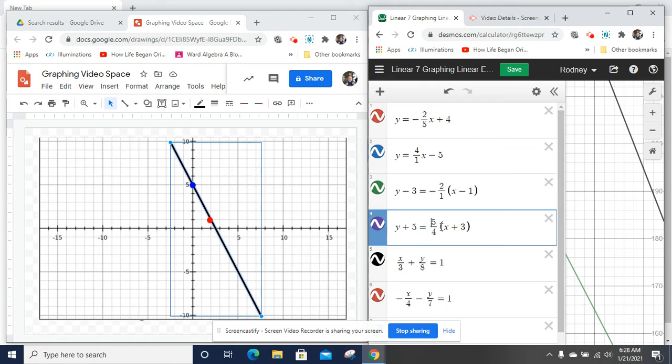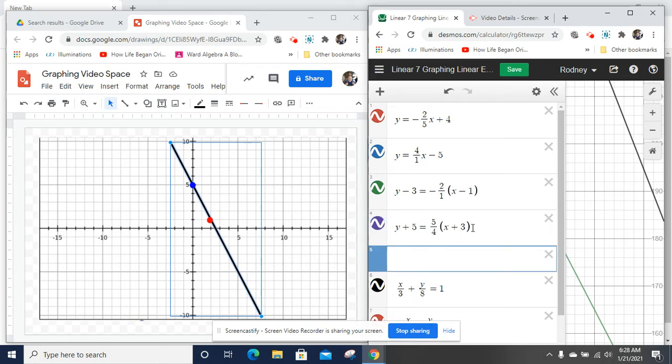So y plus 5 equals 5/4 times x plus 3. So what is a point that we can find on this? Well, the equation is y minus a known y value, but this is y plus 5. And that is supposed to equal slope times x minus a known x value from the same point that is on the line. Well, here's how you deal with that.